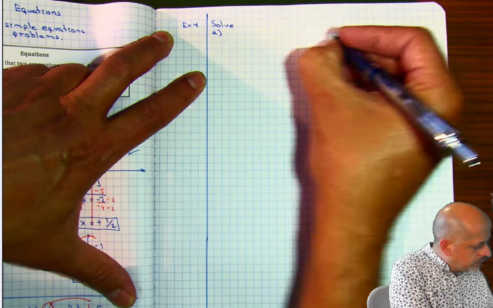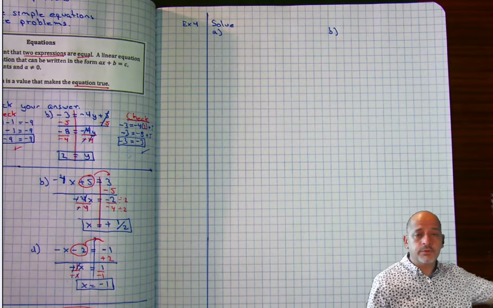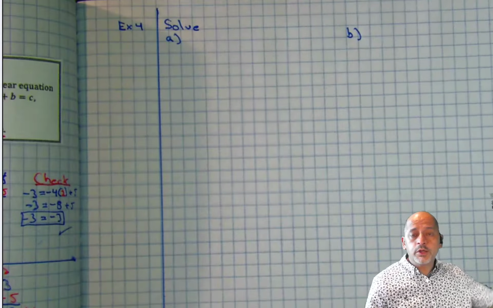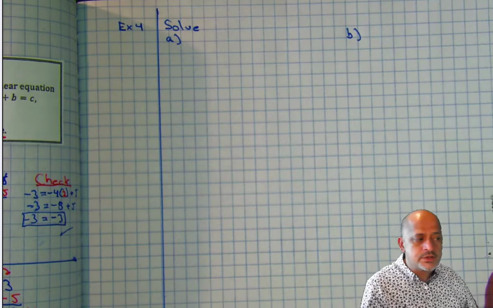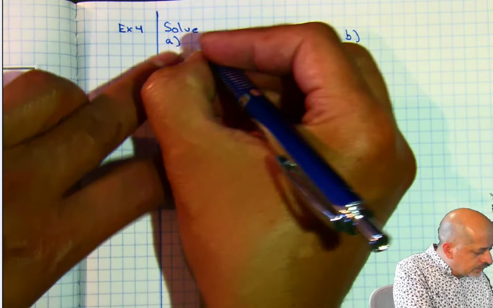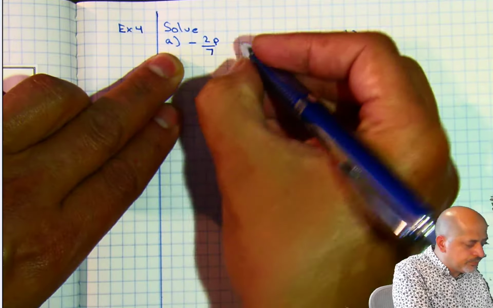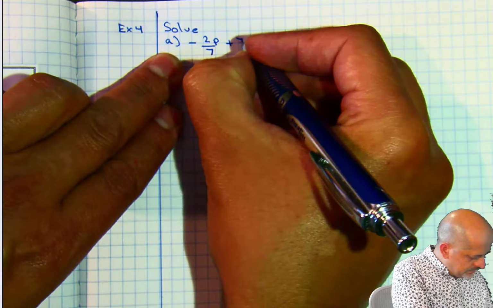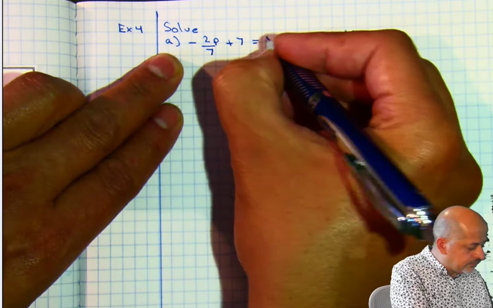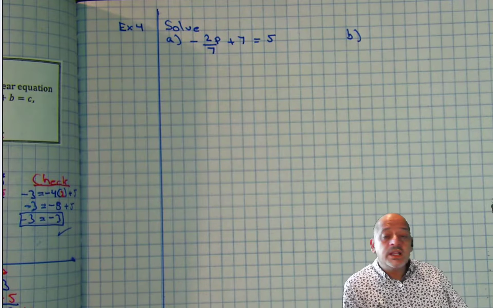A and B, and then we'll continue to example number 5, and that'll be it for today. On example number 4, we're going to continue solving equations with fractions. See if you can do the following. We have negative 2p over 7 plus 7 is equal to 5. So first, what is my first step?